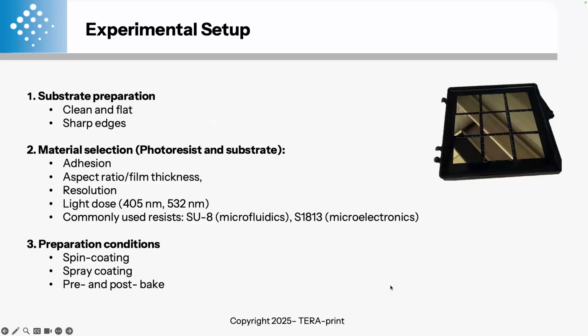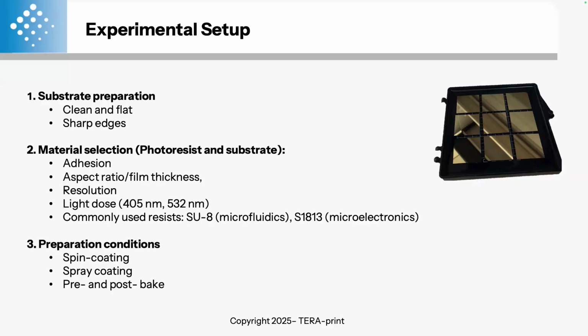For this experiment setup, this is like a universal requirement for all photolithography tools. You want to make sure your substrate is clean and flat. And for the material selection, you want to know how well your photoresist adheres to your surface and the aspect ratio and film thickness of your pattern. Since our light source is 4 or 5 nanometer and 532 nanometer, you want to make the decision like what photoresist can work with these wavelengths.